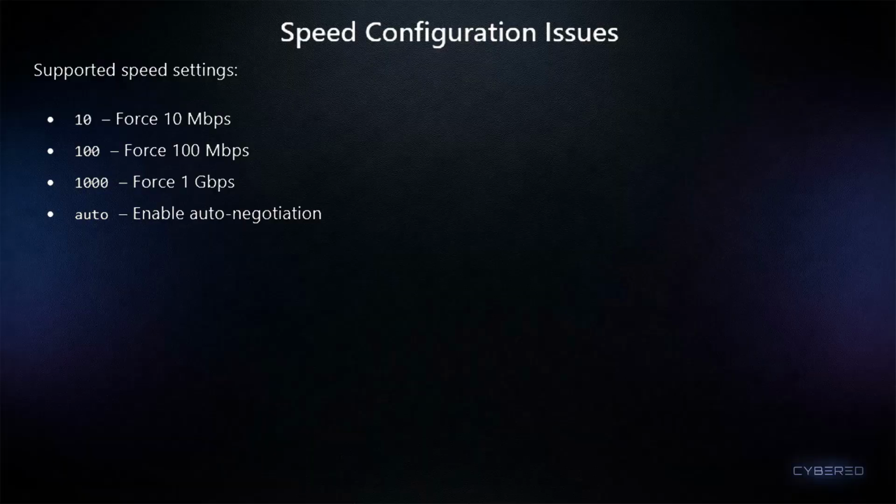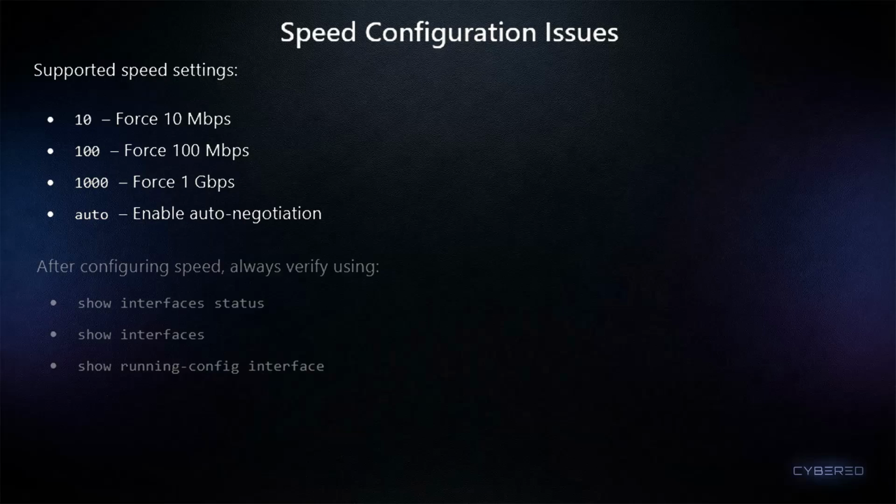Here are the supported speed settings. You have 10 megabits per second, 100 megabits per second, 1 gigabit per second, and auto, which enables auto negotiation. After configuring speed, always verify using show interfaces status, show interfaces, or show running-config interface.